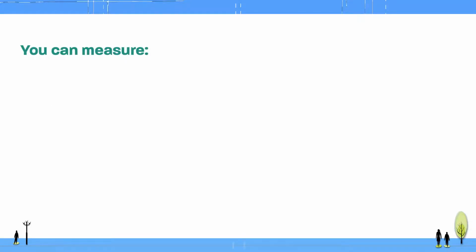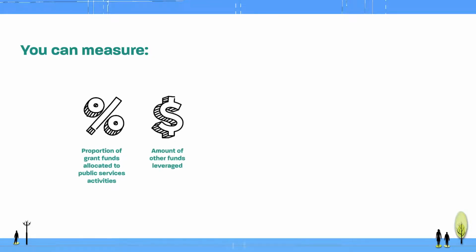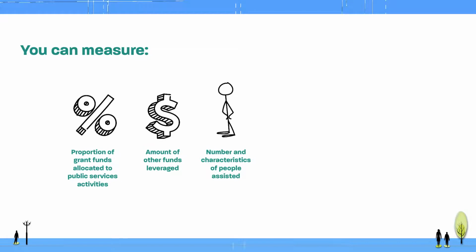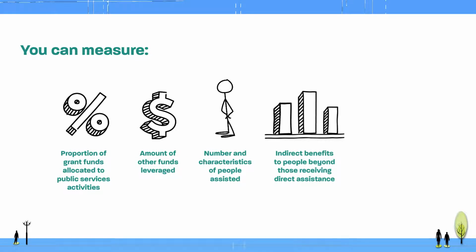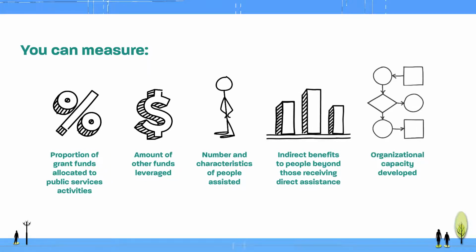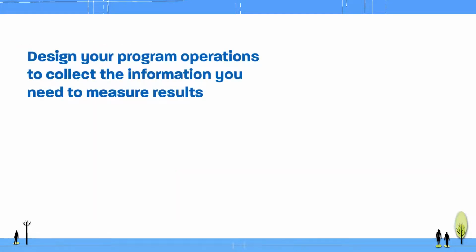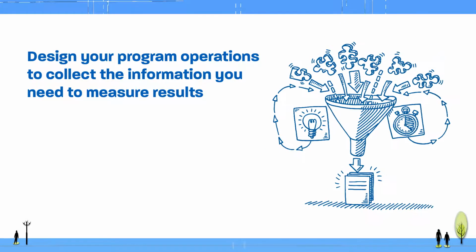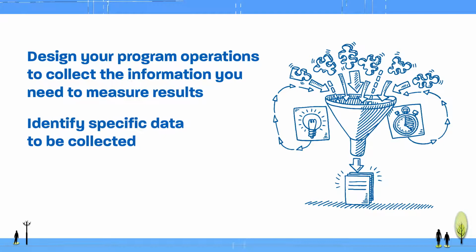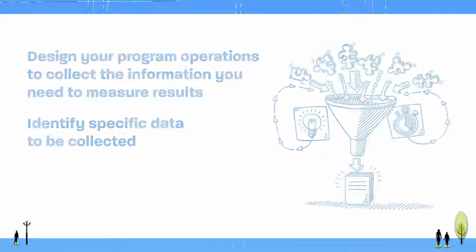Some of the things you will want to measure are proportion of grant funds allocated to public services activities, amount of other funds leveraged, number and characteristics of people assisted, indirect benefits to people beyond those receiving direct assistance, and organizational capacity developed. Be sure to design your program operations so you collect the information you need to measure results. Identify specific data to be collected during implementation.